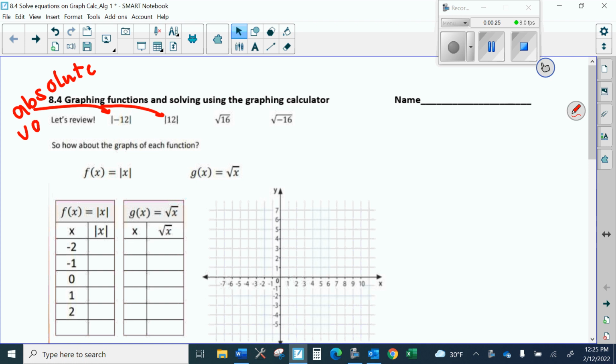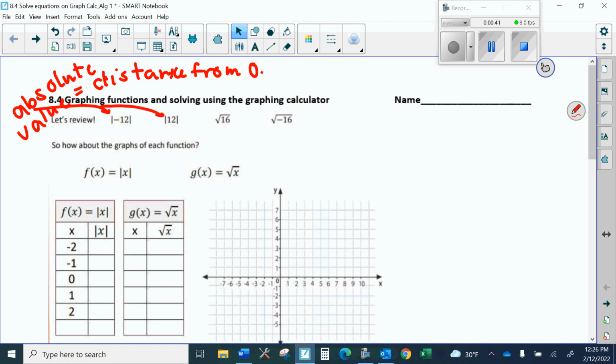Okay, and we've talked about the definition of absolute value. Hopefully you've already reviewed it in your head right now. The distance from zero. And what do you know about distance? It is always what? Distance is always positive. Okay, so that means you better get a positive answer when you're done.